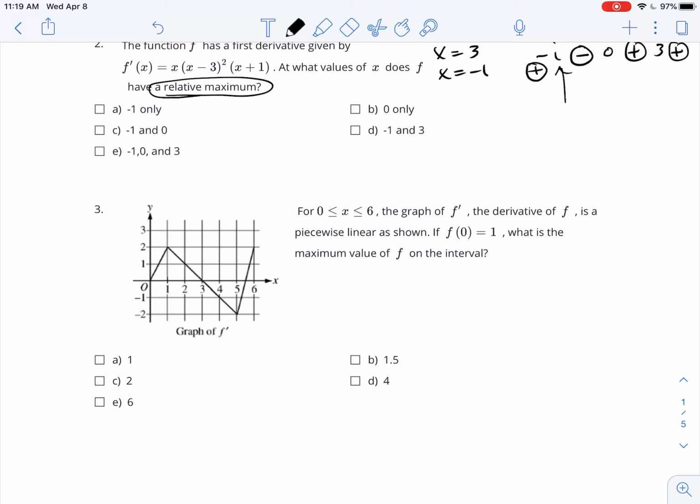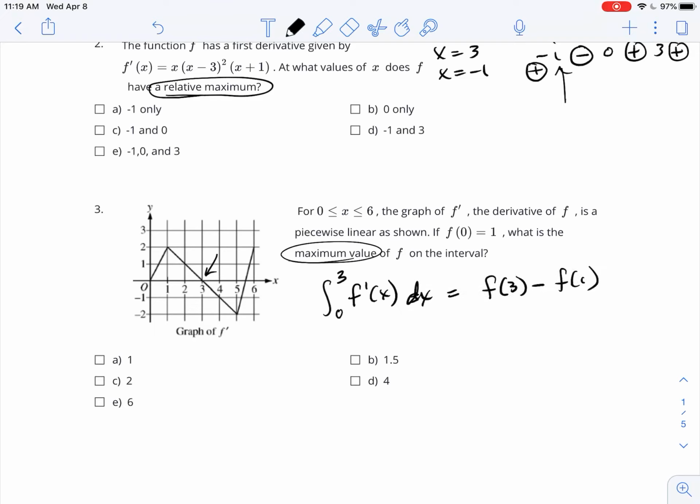Number 3, for the interval 0 to 6, the graph of the derivative is the piecewise linear function. F of 0 is 1. What is the maximum value of the function? So when you're looking for a maximum, again, that's where your derivative changes from positive to negative. And so we've got this guy right here. And so I'm looking at what this maximum value is. Well, that's at an x value of 3. So I'm looking at the interval from 0 to 3.